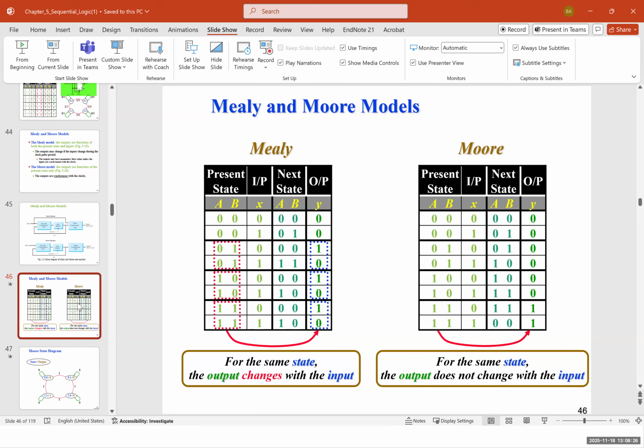Now, these two tables show the Mealy and Moore models and the difference between them. For the same state, the output changes with the input for the Mealy, but for the same state, the output does not change with the input for the Moore. And you can see here, this is an example. The present state here is 0, 1, 0, 1, and 0, 1, 0, 1. Here we can see the output has changed with the same input, but here the output would not change with the same input.